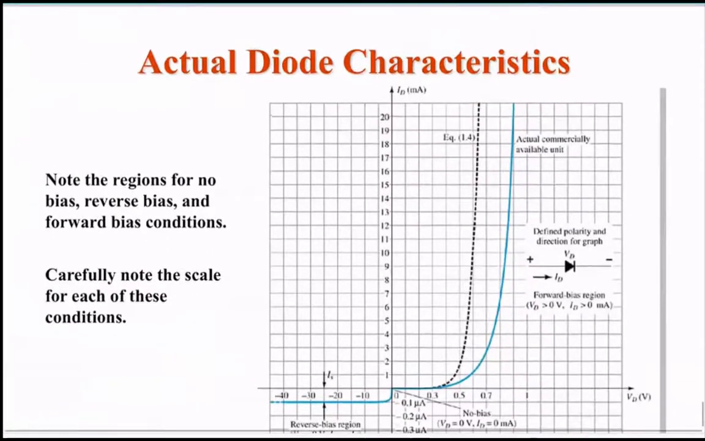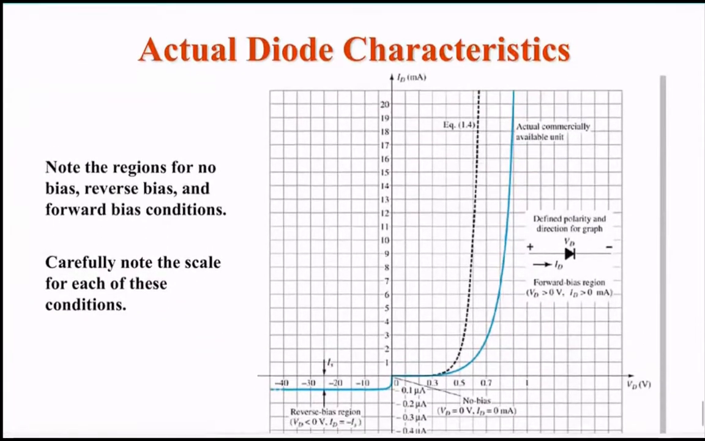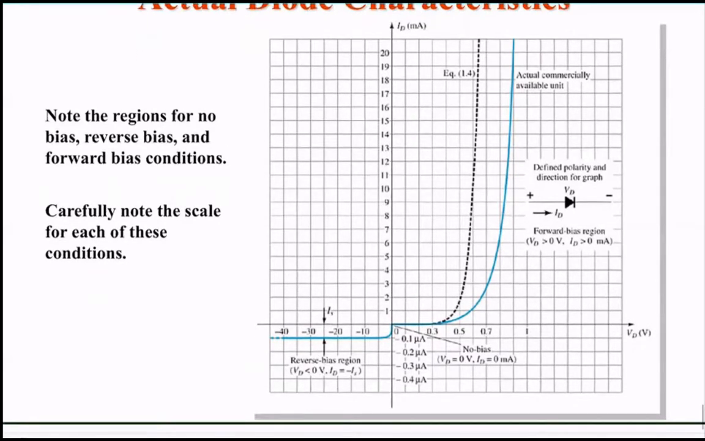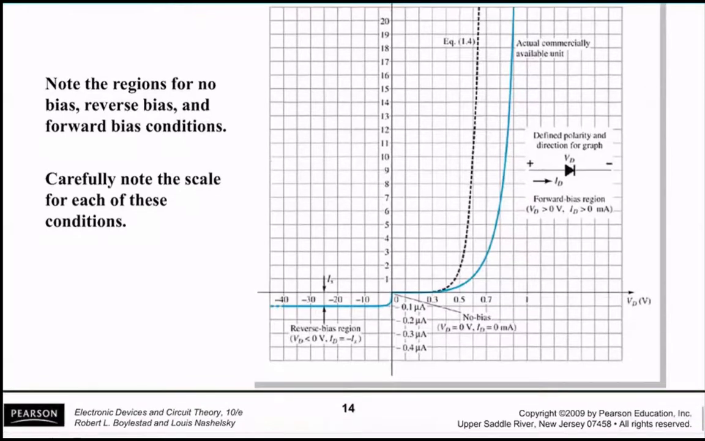Now, actual diode characteristics. We were discussing earlier that the characteristics of the diodes are such that the current will flow right away in the forward bias region, and then the current will stop flowing in the reverse bias region, and if there's a no bias region, basically that means nothing, okay. So I want you to focus over here.